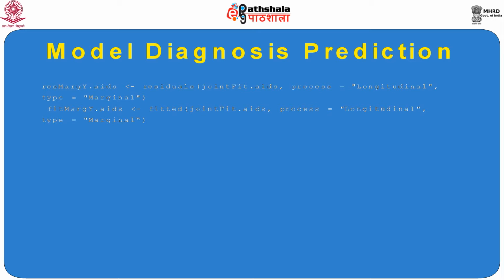After that, when we put fit.marg.y.aids with the function called fitted, we will get the fitted values for all these 1400 plus individuals. So the residual measurements and fitted measurements for each individual can be obtained by these functions called residuals and fitted. We may get that data.